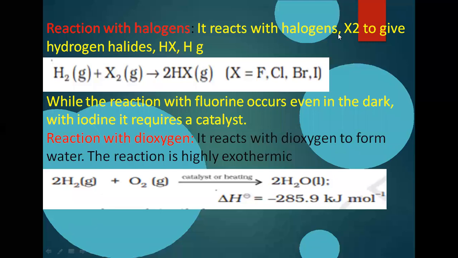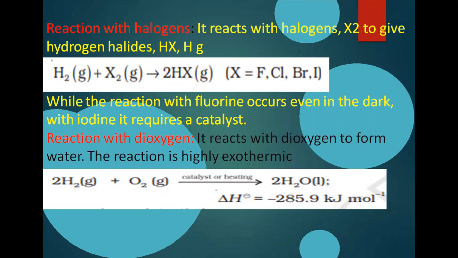So here are some reactions which we can learn. Reaction with halogen, for example, X is a halogen, so H2 + X2 gives 2HX. Halogens are fluorine, chlorine, bromine. I have already told you. Second, reaction with oxygen: it reacts with oxygen and forms H2O. H2O is the water molecule, and the minus sign shows the liberation of heat in the presence of a catalyst.